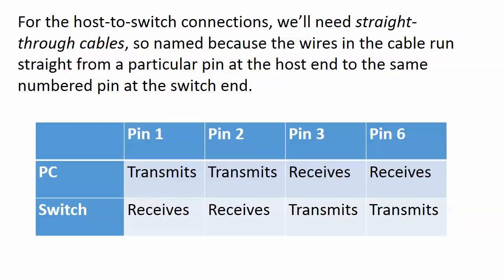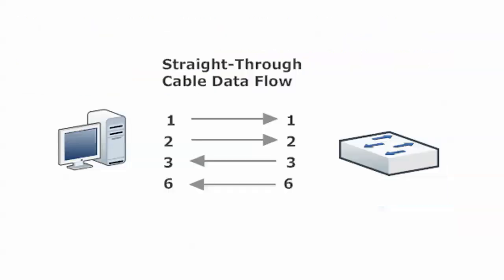Your host, your PC in this case, is going to transmit on pins 1 and 2. Your switch receives on pins 1 and 2. So we're gold there, right? The PC's talking and the switch is listening to the same pins. As for the other two pins, 3 and 6, the switch transmits on 3 and 6, and the PC listens to 3 and 6. So, hey, it's a perfect relationship, right? We don't have to do anything with this, and we can just use a regular straight-through cable.